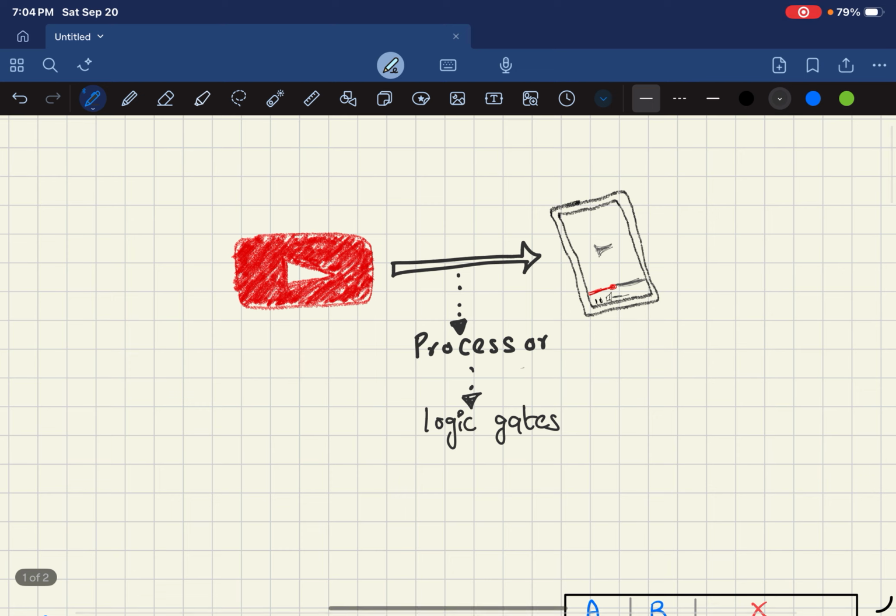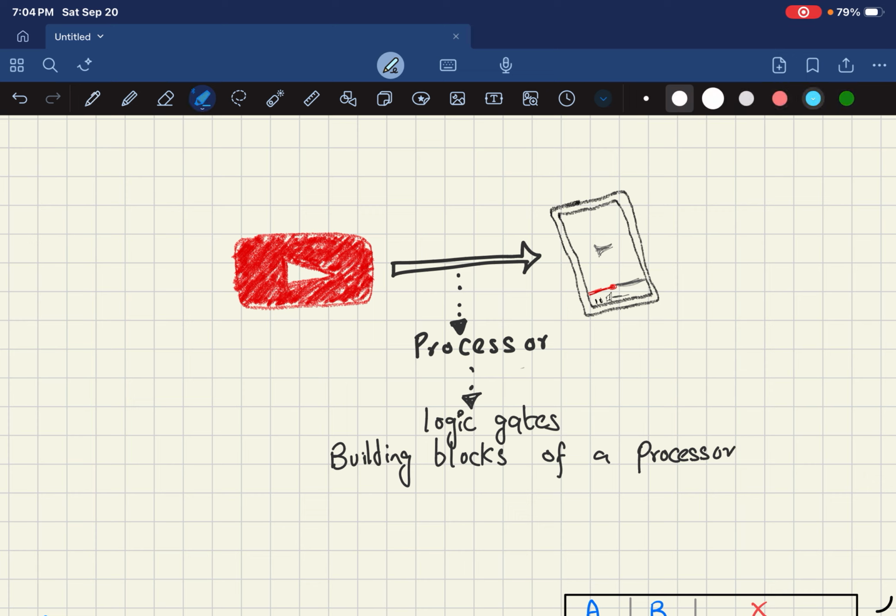So logic gates are like the building blocks of a processor. Understanding how these logic gates work is key to understanding how the processor works, because if we understand how the processor works in general, that's the main thing that is the focus of our study in computer science, right? So I hope the idea of logic gate is clear to you. Logic gates are like the building blocks of your processor that is there in your tablet, phone, or computer for that regard.